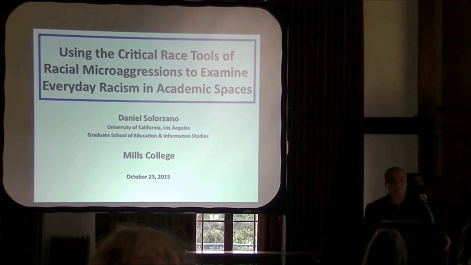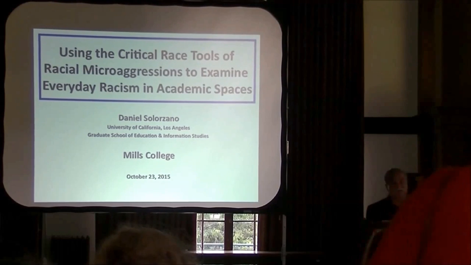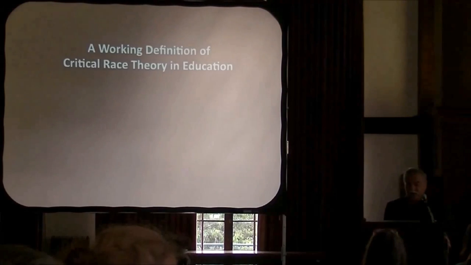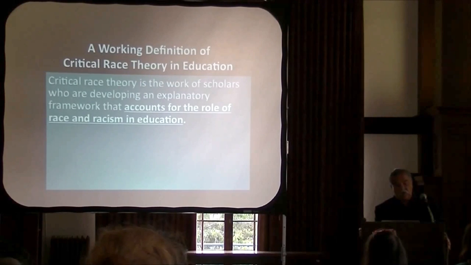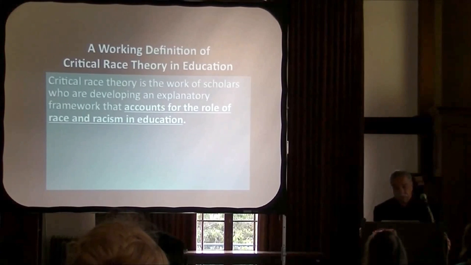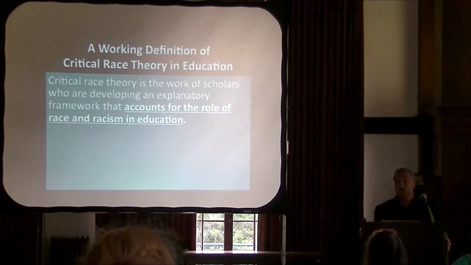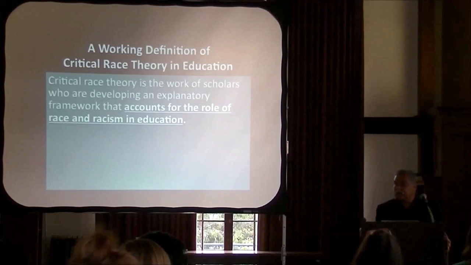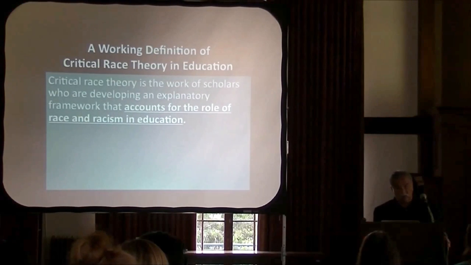You're not going to get a presentation on critical race theory tonight. You're going to get one on racial microaggressions. But I want to put it in context by just defining critical race theory for you. And this is what I came up with. This is my working definition: I argue that critical race theory is the work of scholars, like many of us in this room, who are developing an explanatory framework, because that's what theory is. It's an explanatory framework that accounts for the role of race and racism in education. That's the kind of work we do.